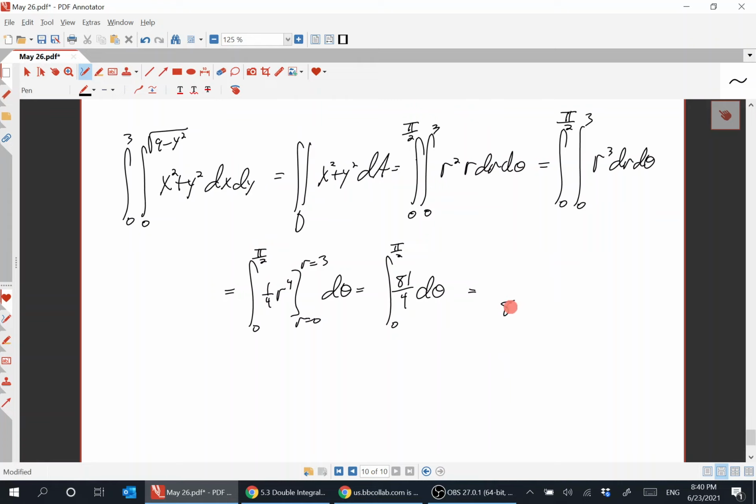Right? I mean, just to add in that little bit of work there, this is 81 over 4, pi over 2 minus 0, so 81 pi over 8. All right, let's see if we can't get one more in here. 155.